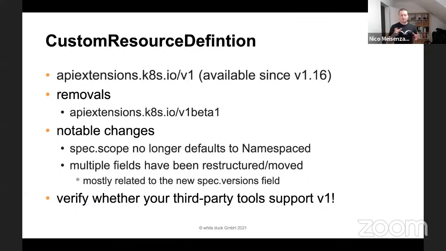But really make sure, if you're using custom resource definitions, to verify if your manifests are up to date and using v1. And also, if you build your own custom resource definition, it's one thing. On the other hand, most third-party tools, operators, and stuff like this are also using custom resource definitions. So also make sure that those third-party tools are up to date and also support the v1 API extension, and make sure that those are supporting this before upgrading your cluster.